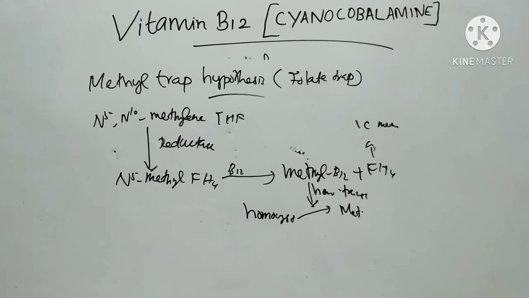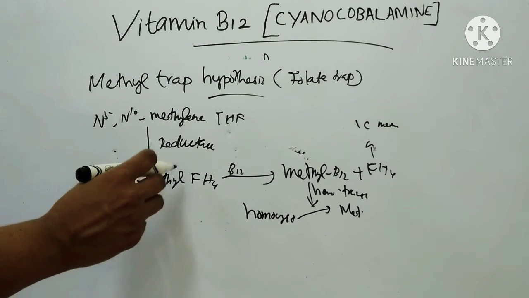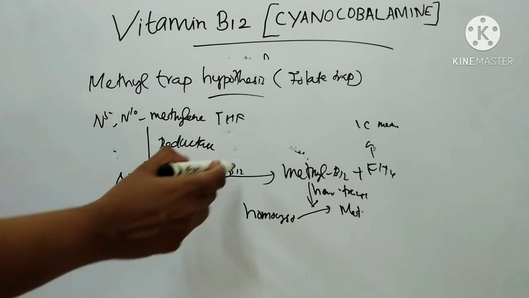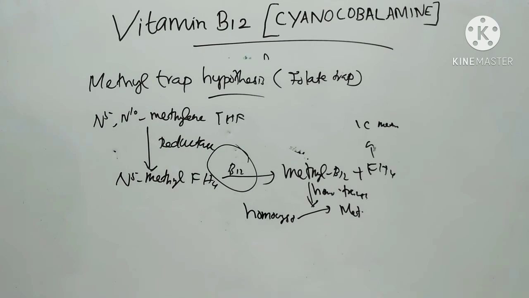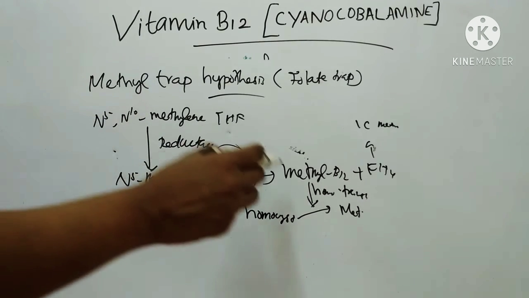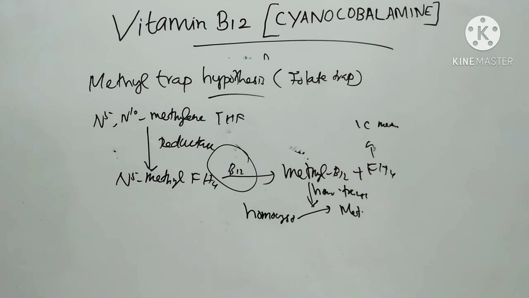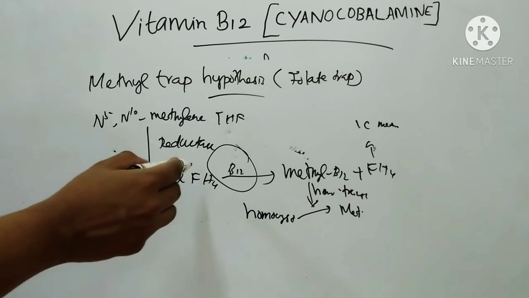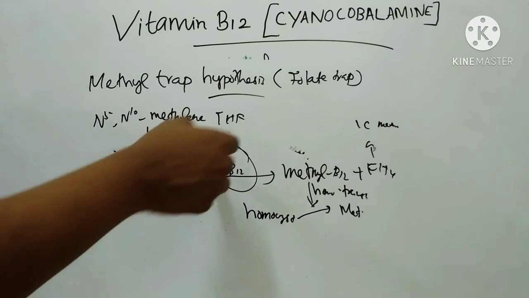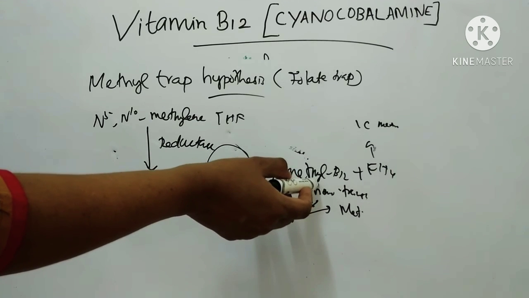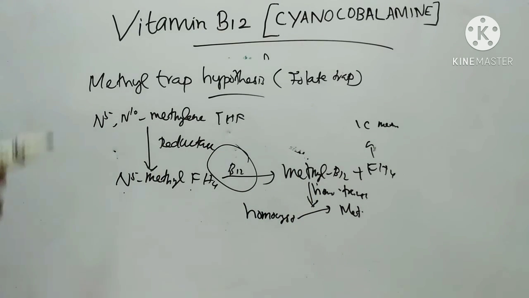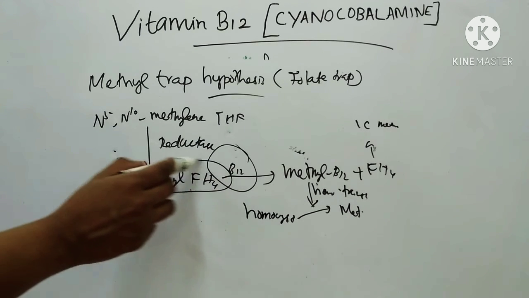B12 is necessary for the conversion of N5-methyl FH4 to form methyl B12. Here B12 acts as the coenzyme. This methyl B12 is required for the conversion of homocysteine to methionine. So in B12 deficiency, this reaction cannot take place, and N5-methyl FH4 cannot be converted. So this folate is permanently trapped as N5-methyl FH4.